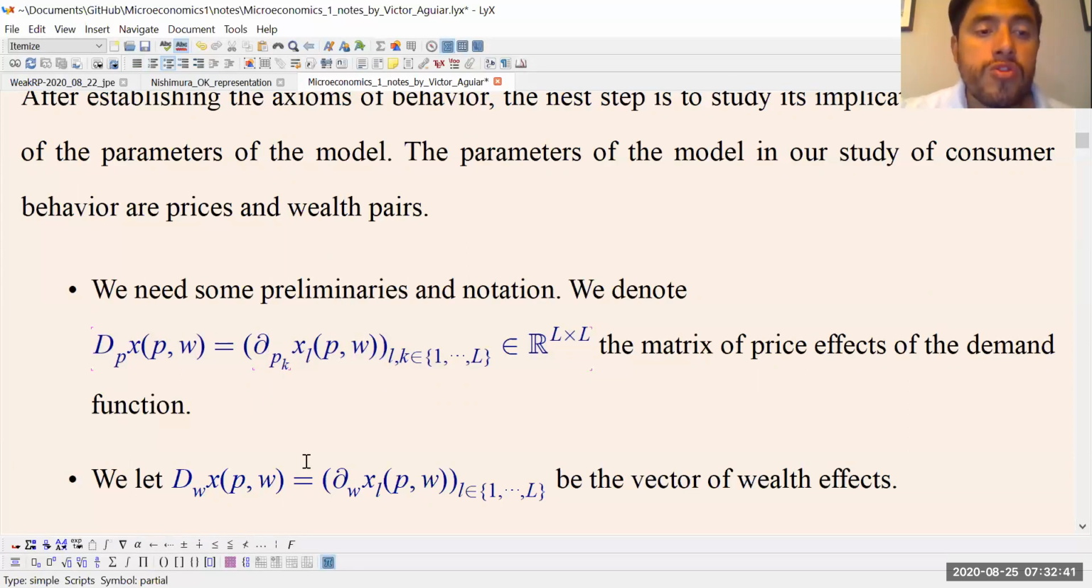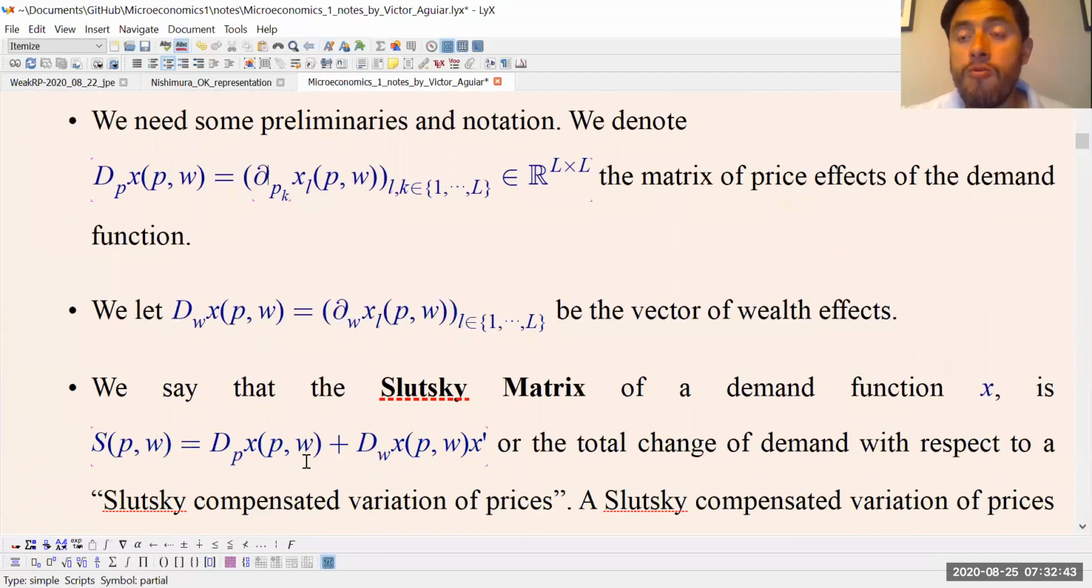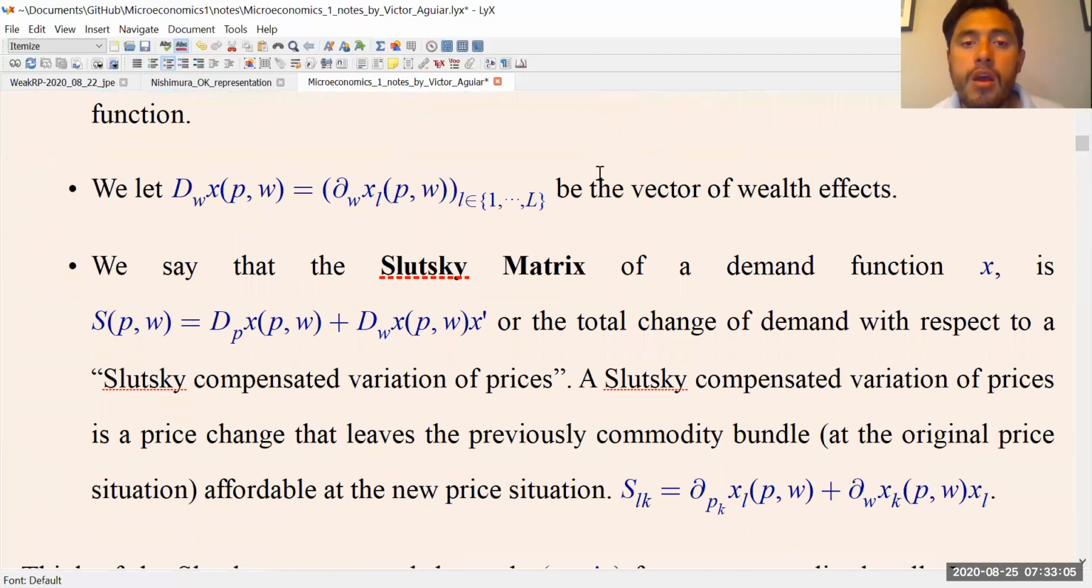Now we're going to introduce the vector of wealth effects, okay? Wealth effects is just a column vector of size L, where any entry is the differential change in demand of good L with respect to income. Income is a scalar, so that's why this is just a column vector. So it's not a matrix like the previous object. The previous object is of course size L times L.